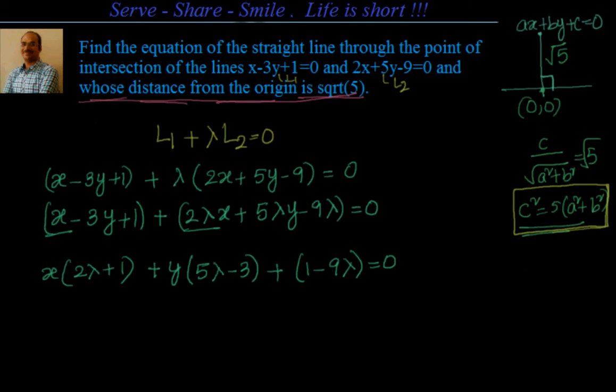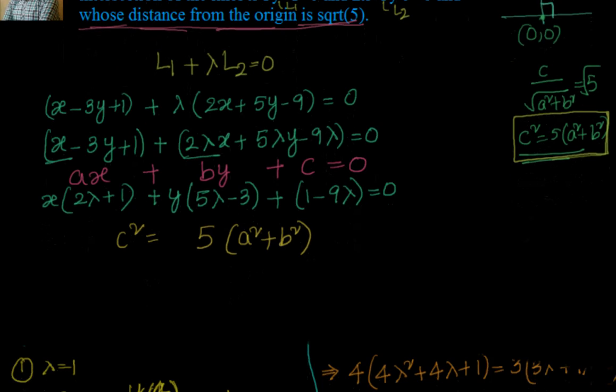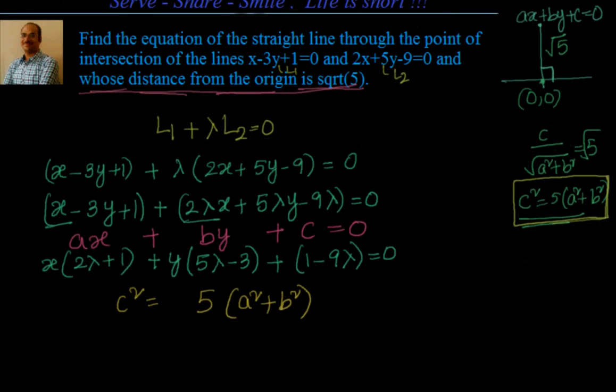Now if you observe, this is in the form of ax plus by plus c equal to 0. And we have been given that the distance from the origin of this line is equal to root 5. We did already that work. The condition we have is c by root of a square plus b square is root 5, or c square equal to 5 into a square plus b square. This is where we have to find out the value of lambda. We will find out the value of lambda, then it becomes pretty easy to simplify that.